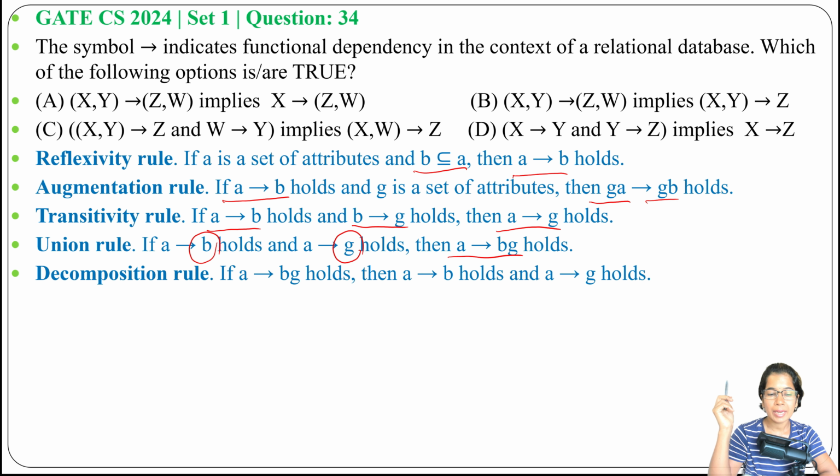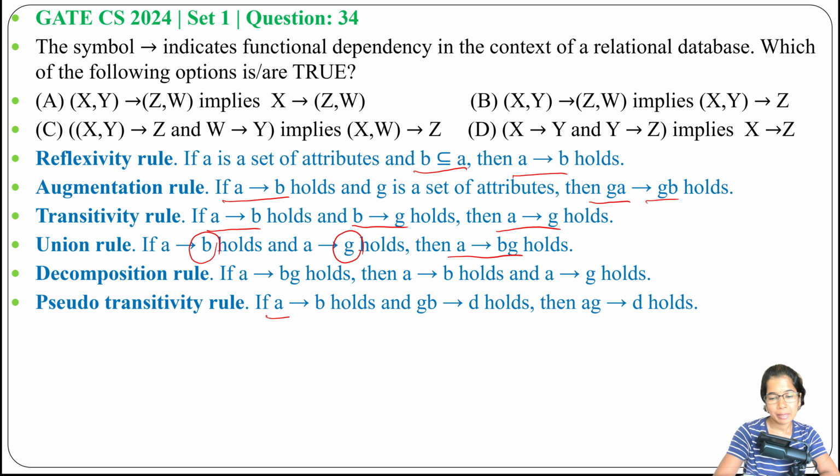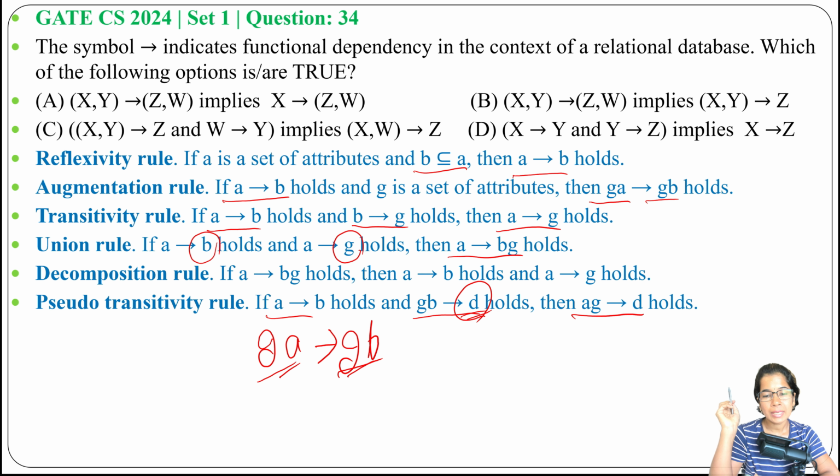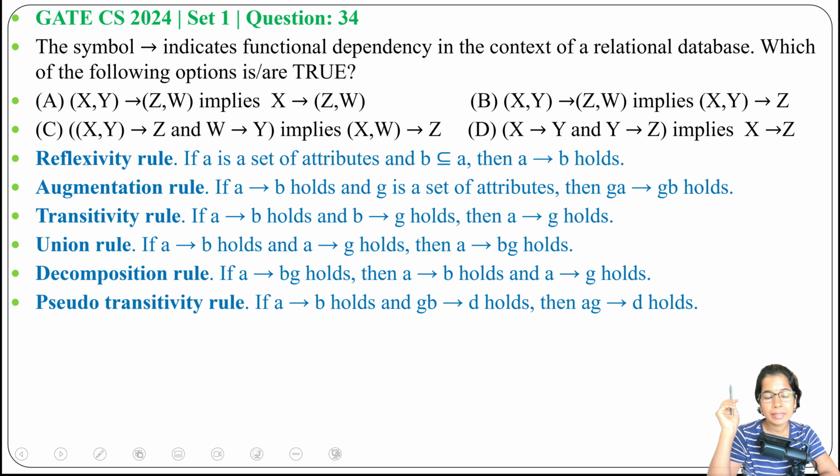Next is pseudo transitive rule. If A implies B, GB implies D, then AG implies D holds. That is pseudo transitive rule. A implies B, so we can write GA implies GB, and GB implies D holds. So GA implies D holds. That is our pseudo transitive. Now we'll check the options.